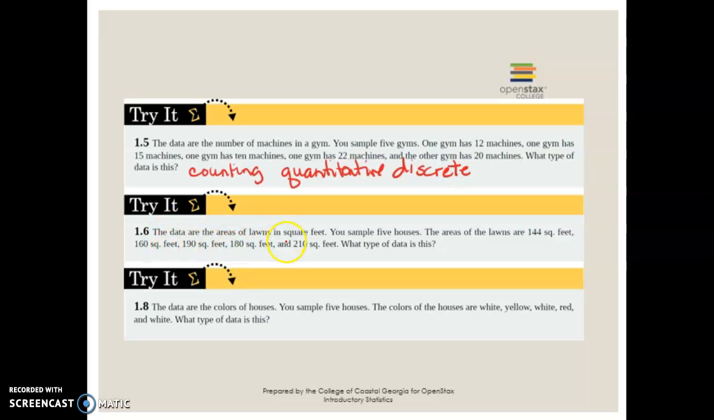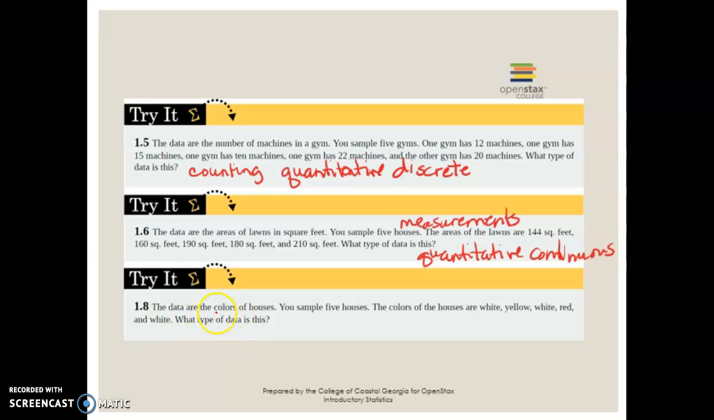The data are areas of lawns in square feet. You sample 5 houses. The areas of the lawns are 144 square feet, 160, 190, 180, and 210 square feet. These are measurements. When you're dealing with measurements, that is quantitative continuous. Quantitative continuous is always about measurements.